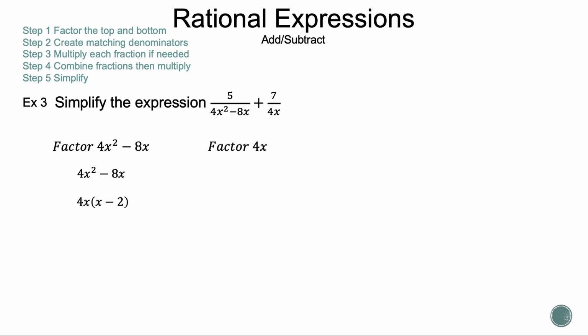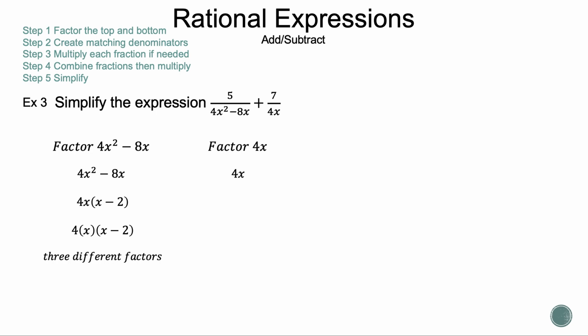Wait, that looks like 2 factors. Well, the way we read it versus what is actually happening is different. That 4x times the quantity of x minus 2 is really 4 times x times the quantity of x minus 2. That is why we have 3 different factors.